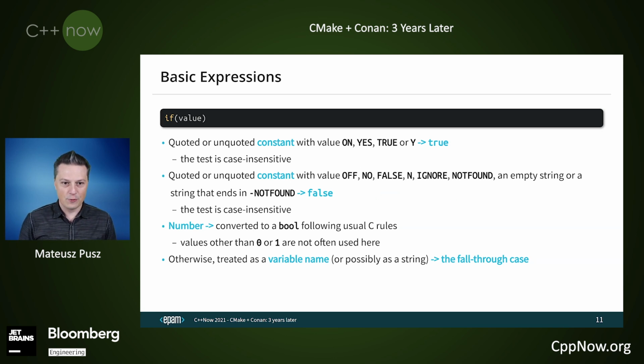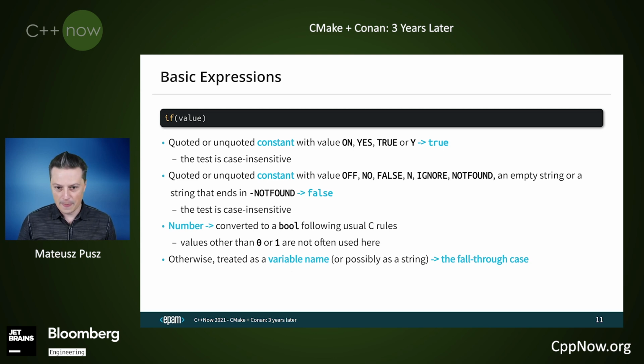Basically, if you have quoted or unquoted constants with values on, yes, true, y, then the branch will be taken, the true case. If you have other values, off, no, false, n, ignore, notfound, or anything ending in minus notfound, then it will be false. If you list a number, it will be converted with bool logic according to C rules. And otherwise, it's treated as a variable name.